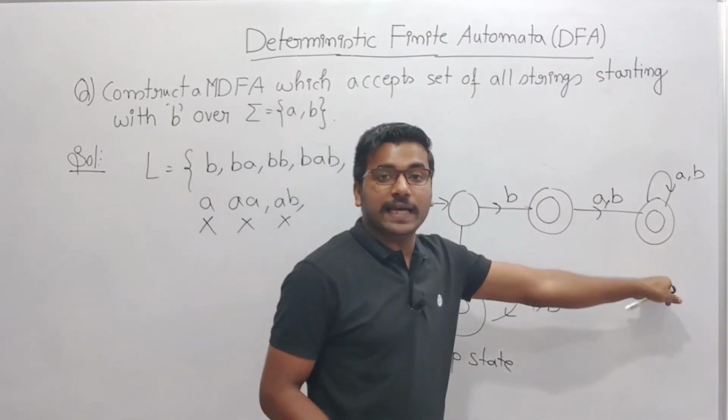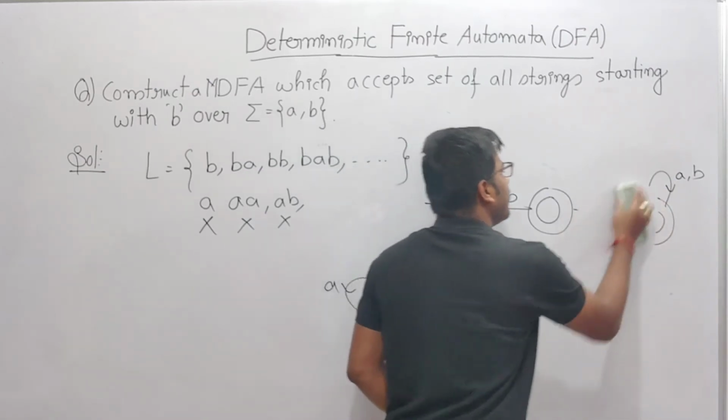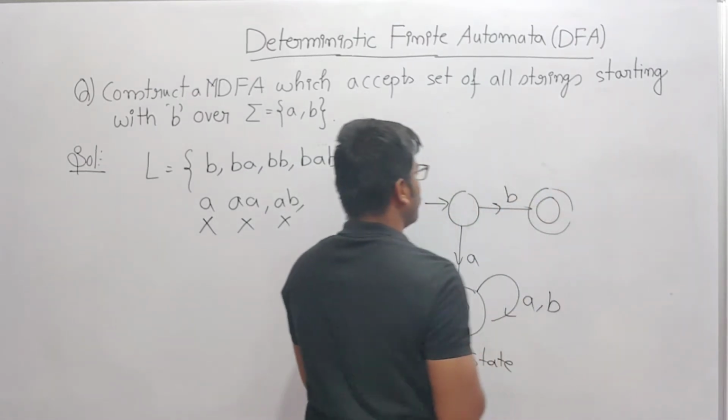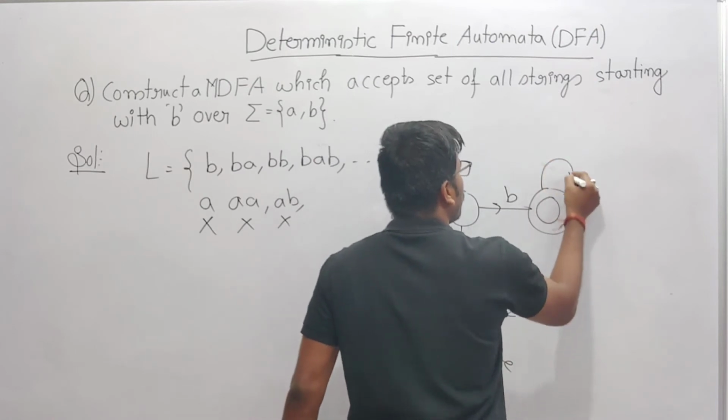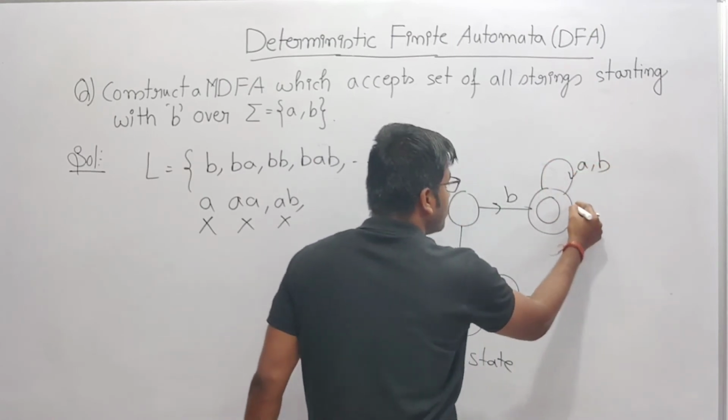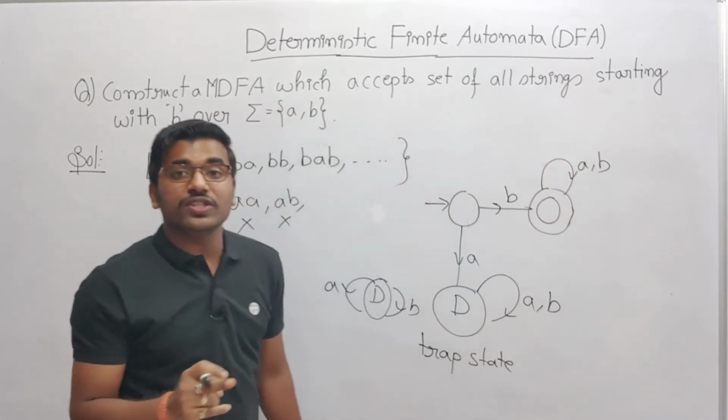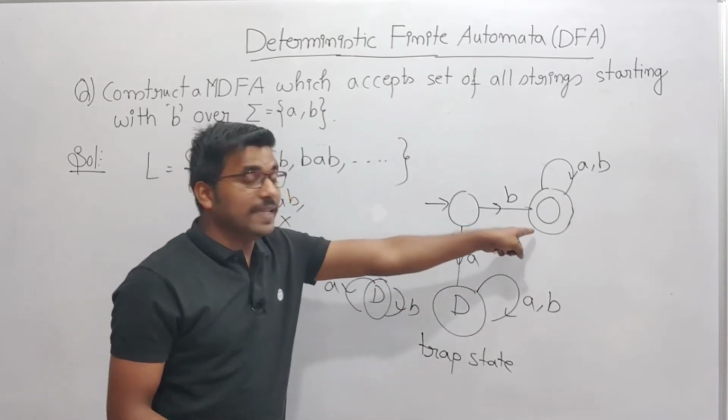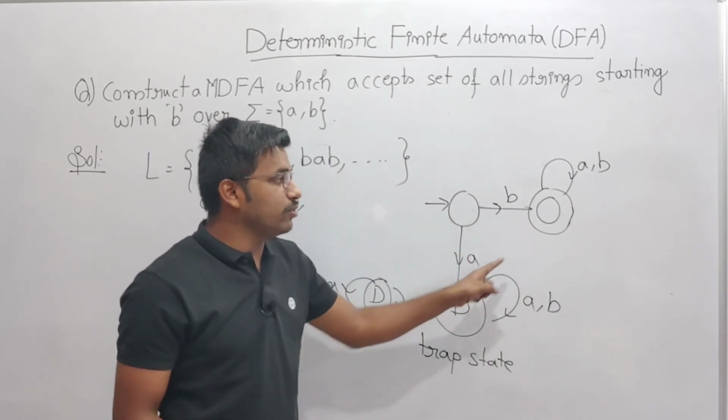Why are you creating another final state? Just stay there only, and give a loop of a comma b. This is a minimal DFA. You can't reduce the number of states less than this. So the minimal number of states you require is 3.